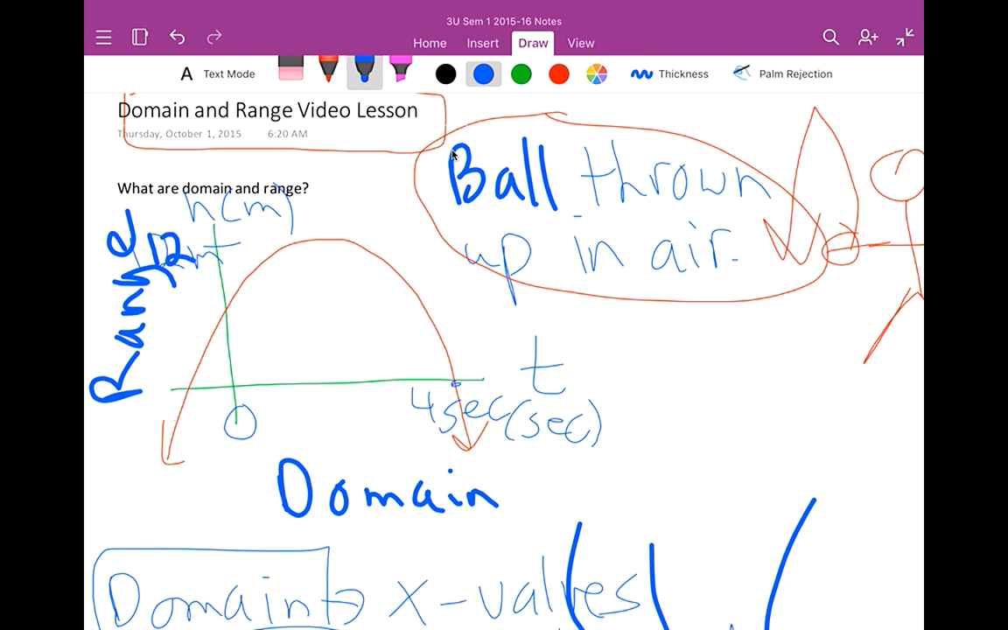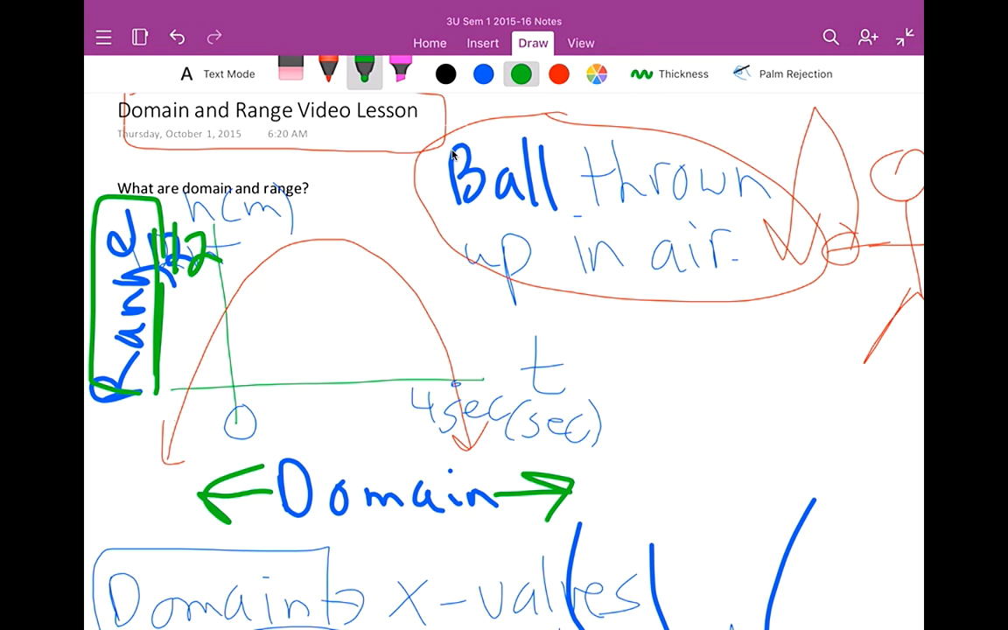So we've got this whole idea of domain, and here's what it is. It's real simple. Domain related to mathematics refers to the x values that you're allowed to have in a table, in a graph, in an equation. So what x values are allowed along the x-axis? Range refers to the y values.